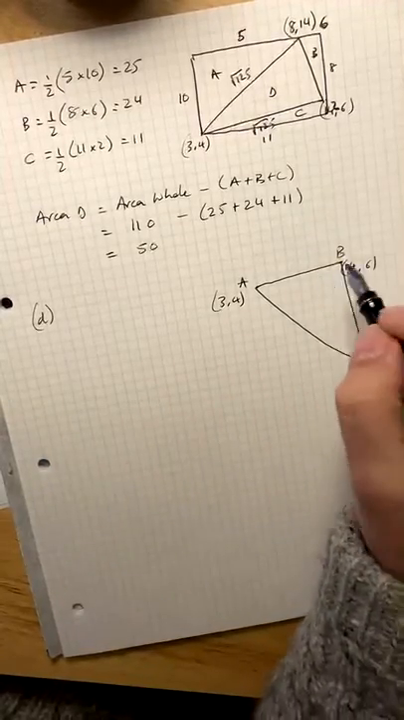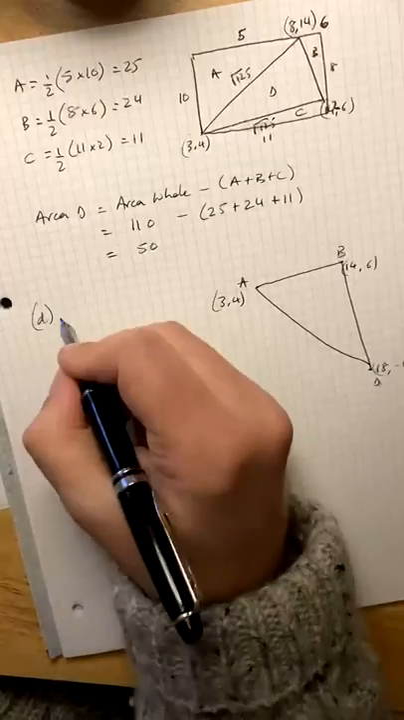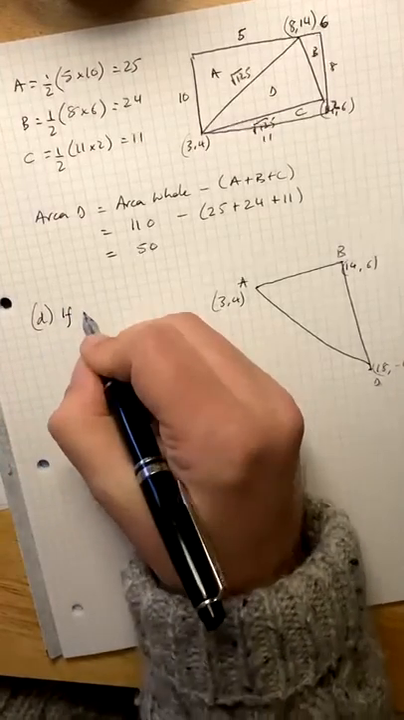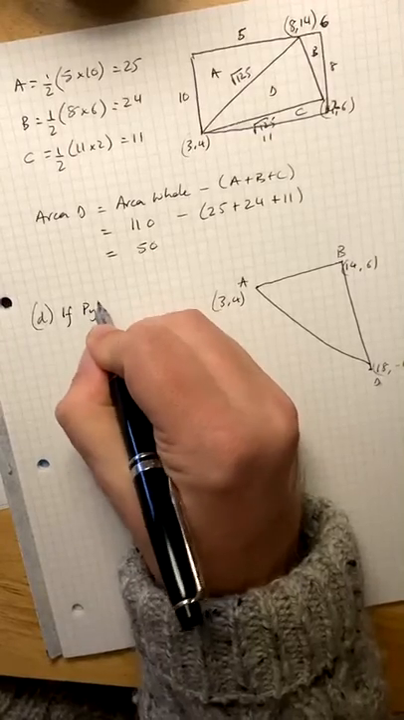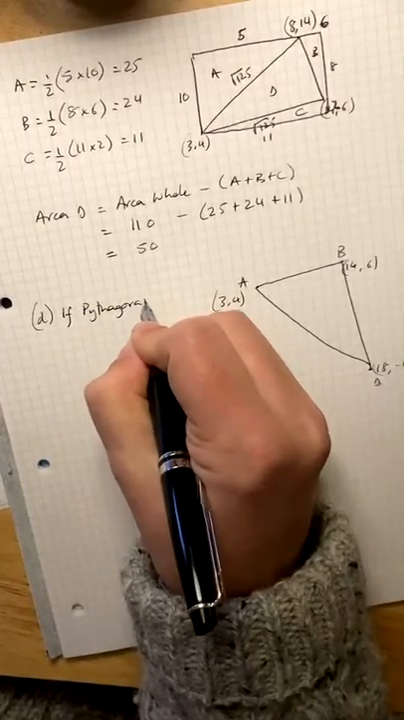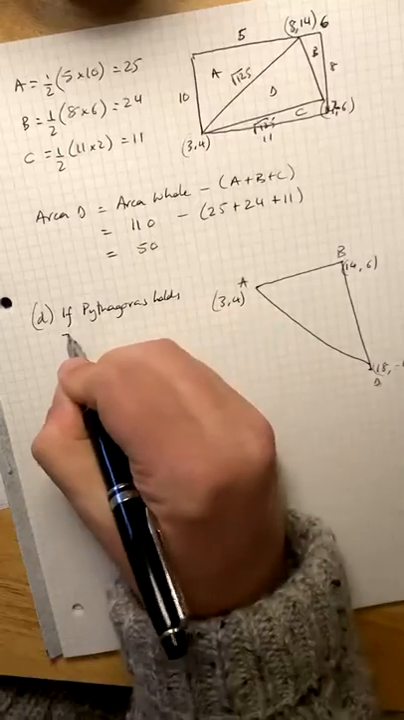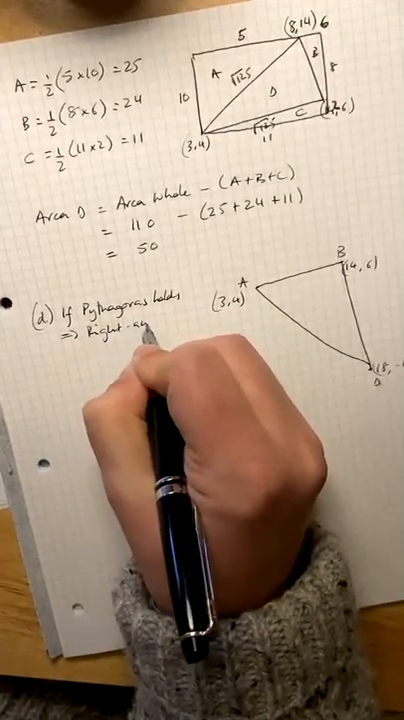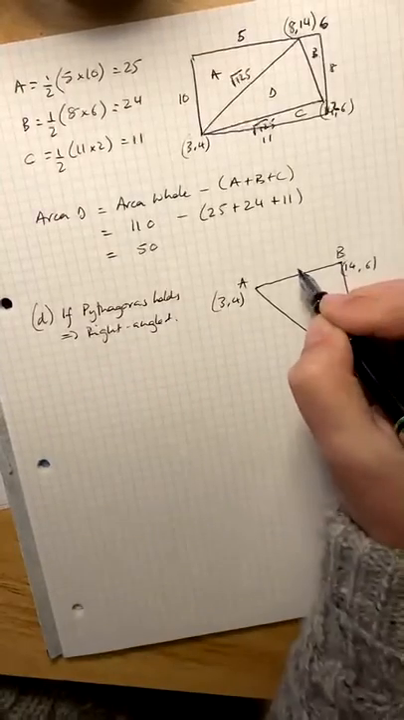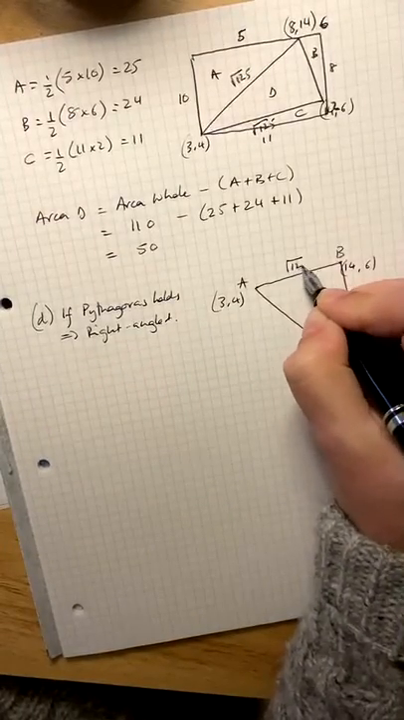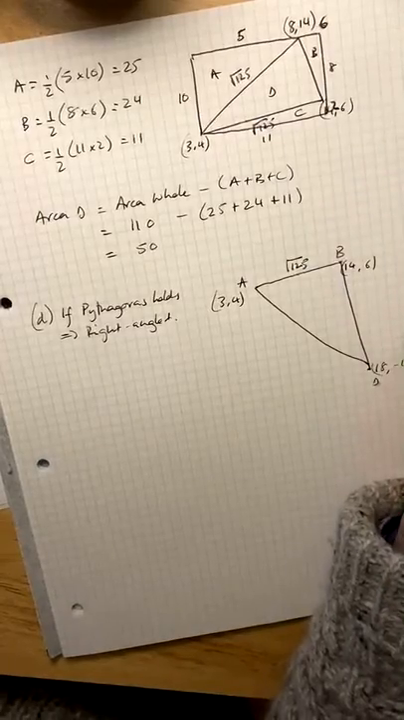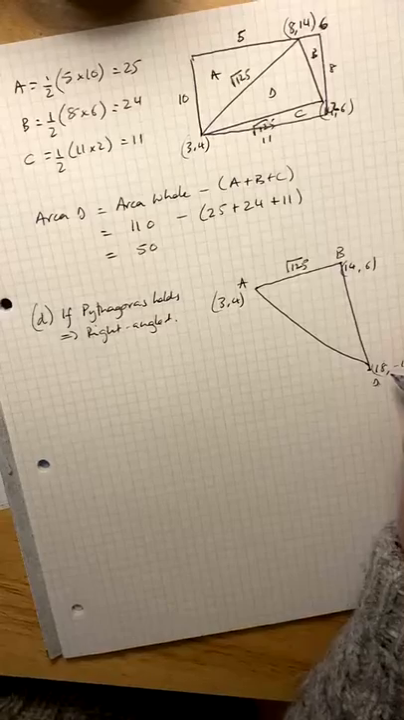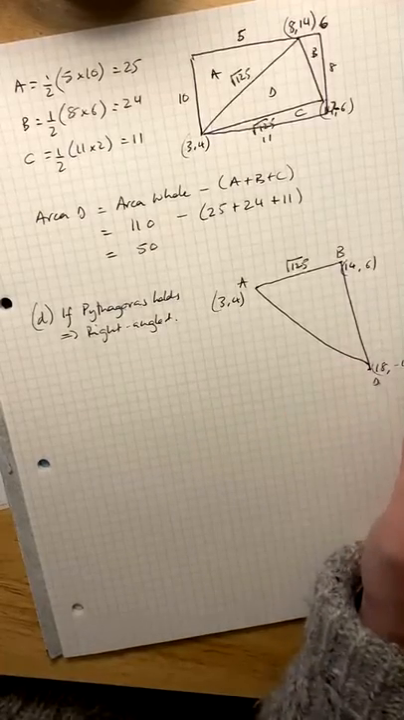And to show that it's a right-angled triangle, we can say, well, if Pythagoras fits, then it's right-angled. We know this distance is root 125. Let's work out these other distances. So it's the same principle as before.